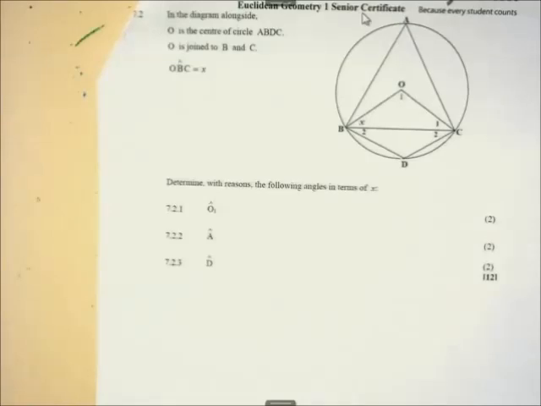Problem 7.2. In the diagram alongside, O is the center of the circle ABDC. What does that mean? It means point A, point B, point D, point C lie on the circumference of the circle. Then we say they are concyclic.